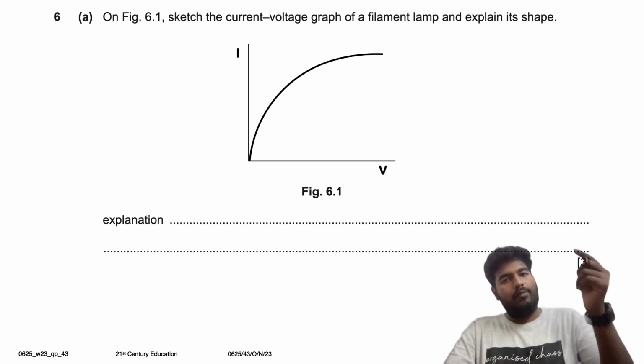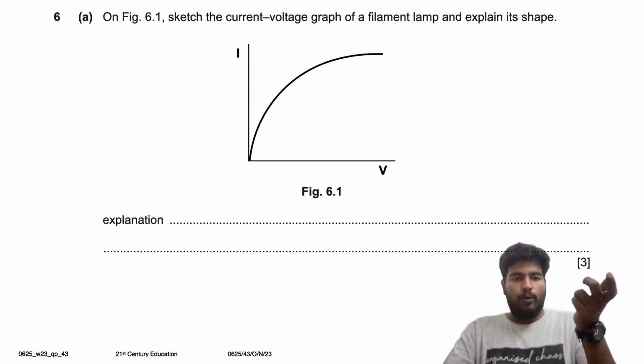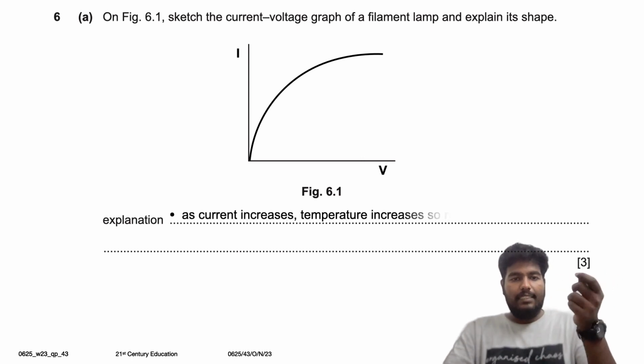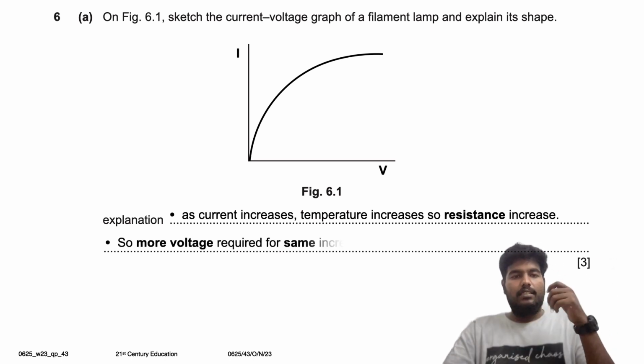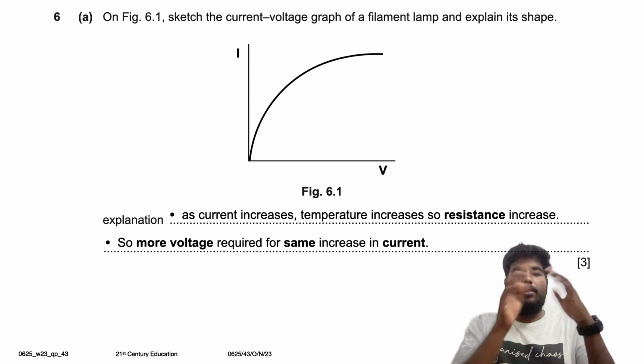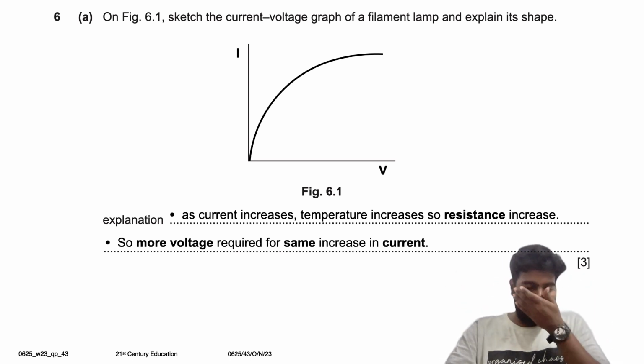For higher voltages, you will have more or less saturated current. Why? As current increases, temperature increases, so resistance also increases. So more voltage is required for the same increase in the current. As you increase the voltage, the current rises less and less. Let's move to the next part of the question.